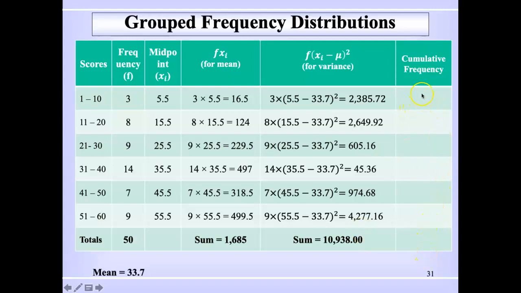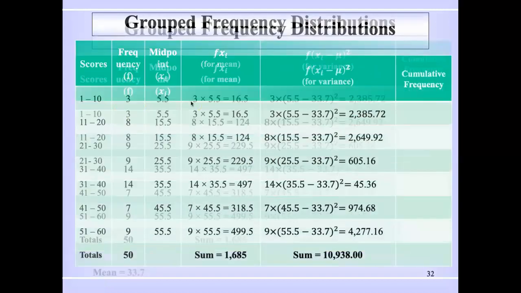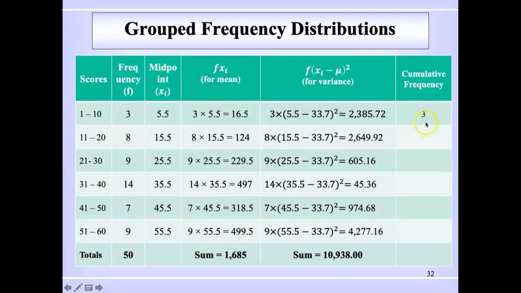For the cumulative frequencies, we're just totaling as we go along the rows. For the first row, we only have 3, so we just note it. For the second row, we have another 8, so the cumulative frequency here is 3 plus 8, which is 11. In the third row, we have another 9 persons, so up to this point we have 11 plus 9, 20. Next row, 14. 20 plus 14, 34. The next row has another 7, so 34 plus 7 gives 41. And then the last row has 9 persons, so 41 plus 9 gives 50. Now, if the total here disagrees with the total here, then we have made an error. So please always check for that.